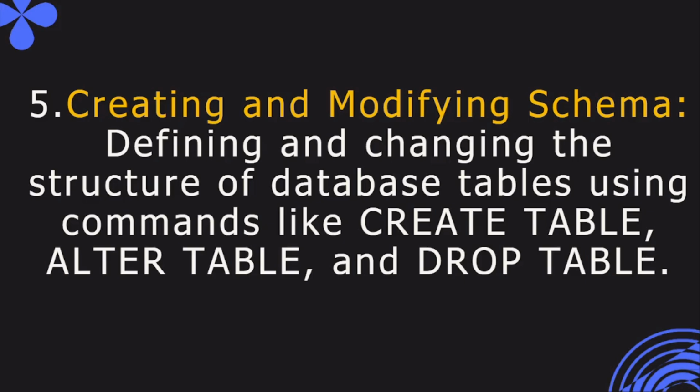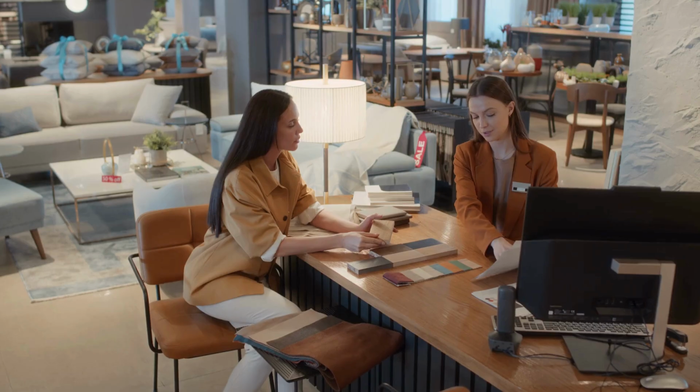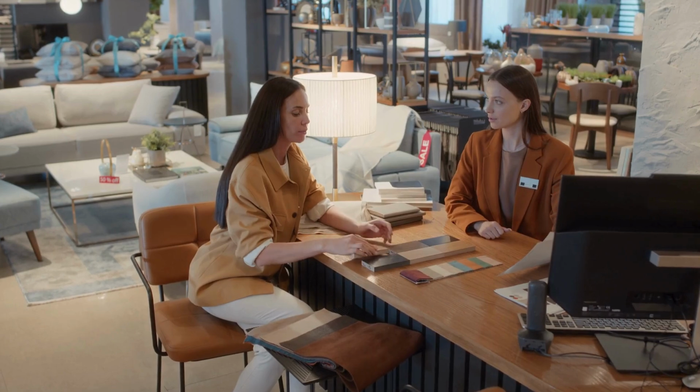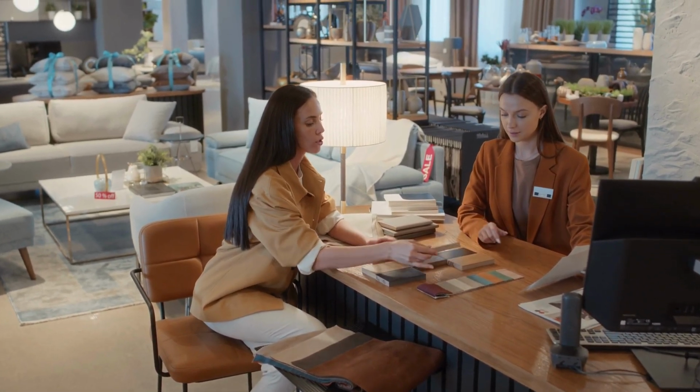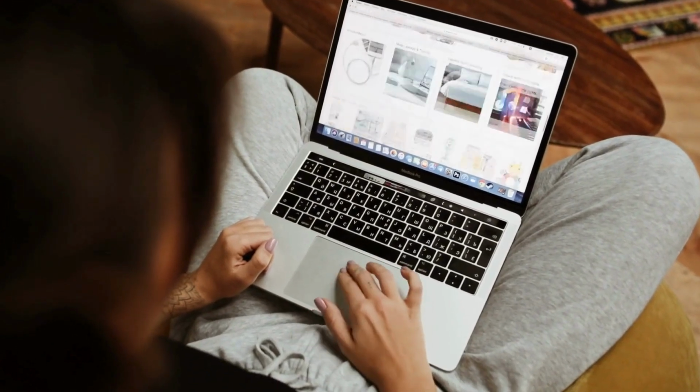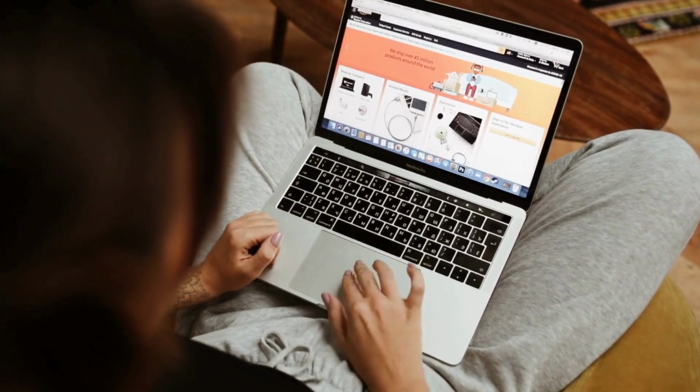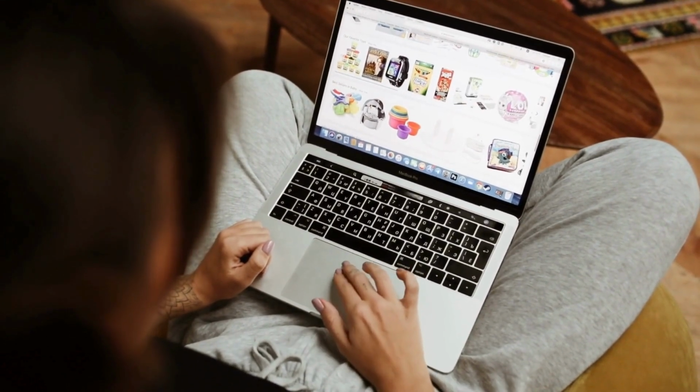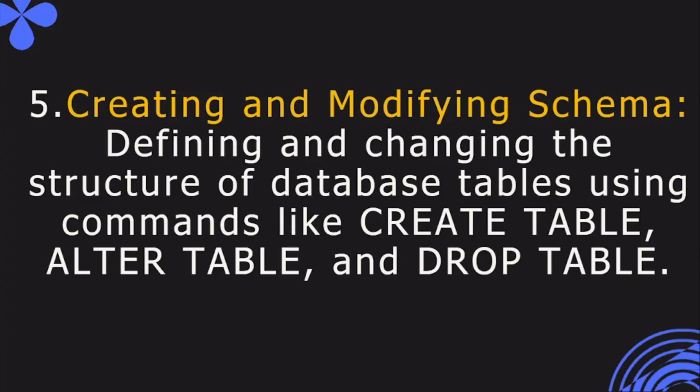Imagine you have an online store. SQL helps you manage your inventory, process orders, and keep track of customer information. For example, you can use SQL to find out which products are selling the most or to update the price of a product. In a nutshell, SQL is an essential skill for anyone working with data.